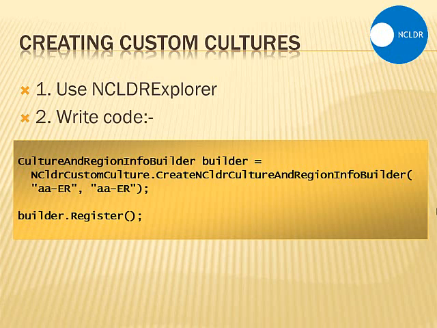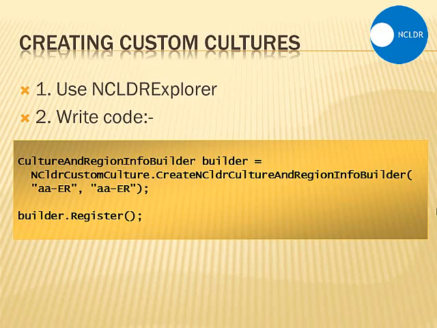This simple process starts with the NCLDR Custom Culture class. It has a method called create NCLDR culture and region info builder. We call that to create a standard .NET CultureAndRegionInfoBuilder, which is the class introduced in .NET 2.0, which allows us to create custom cultures. We simply call the register method and it creates the custom culture on the current machine.